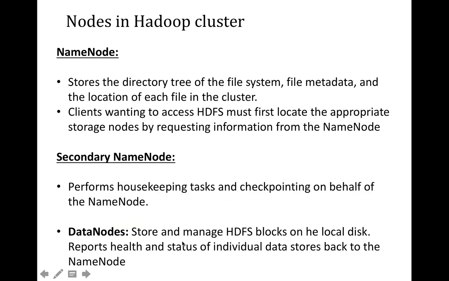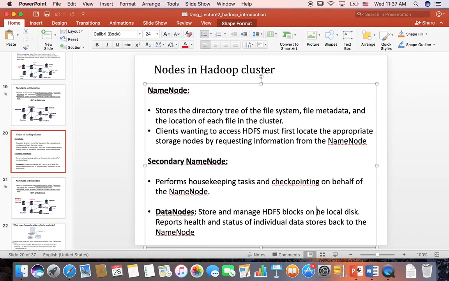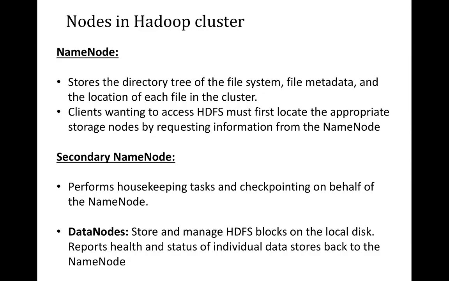Okay, so the data nodes just store and manage HDFS blocks on the local disk. Also, they report the status of individual data nodes back to the name node. The data nodes are the real computers that store the data. The name node will not store the real data. They only store the directory tree of the file system.